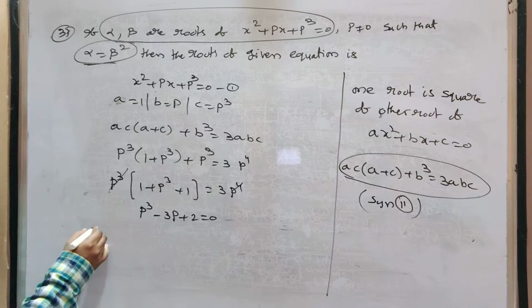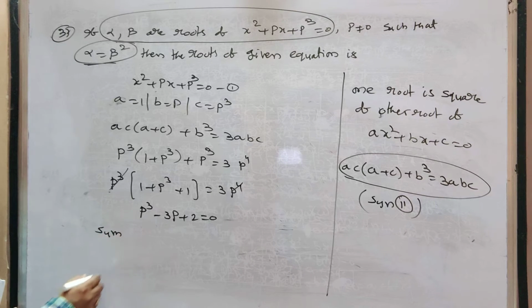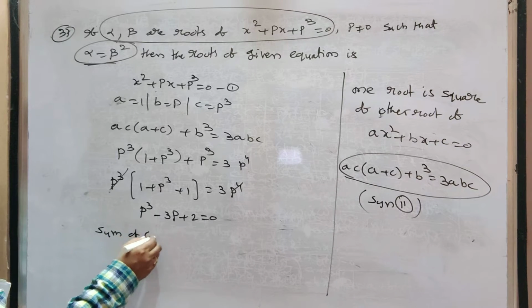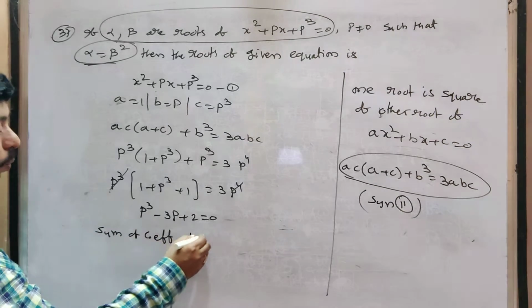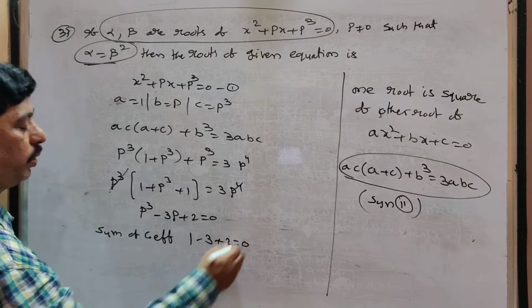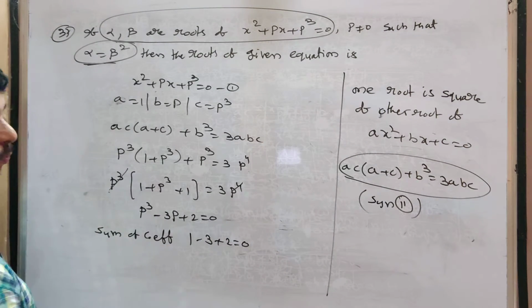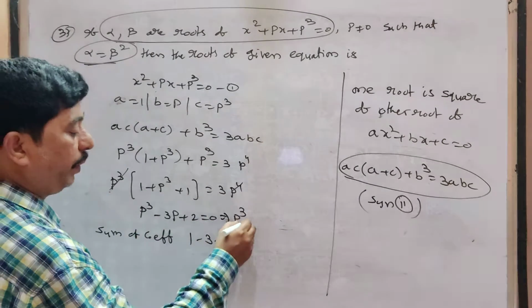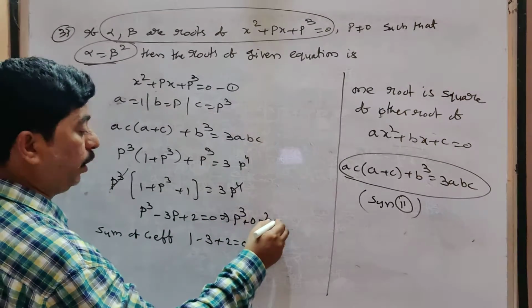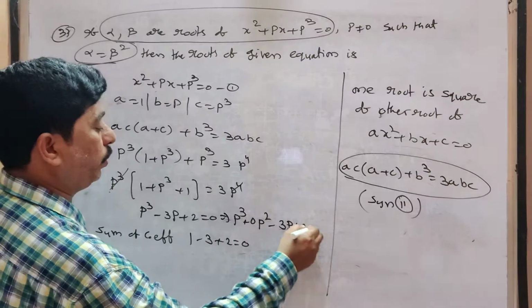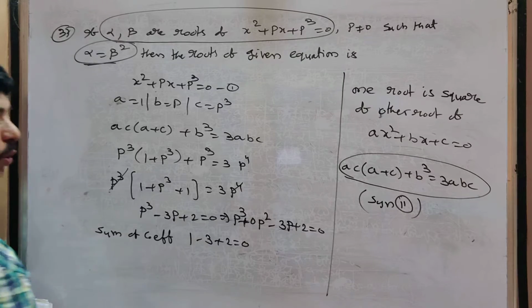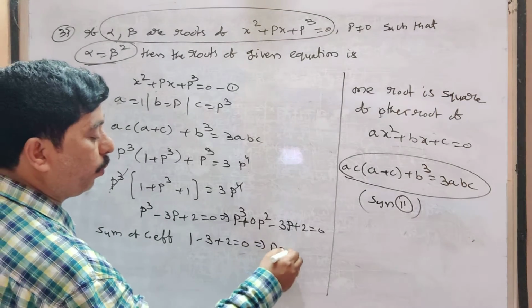Observe the sum of the quotients. Sum of the quotients you can take it. 1 minus 3 plus 2 equal to 0. That means x equal to 1 is a root. Here p square is also in 0 into p square minus 3p plus 2 equal to 0. Sum of the quotients you got it 0. So p equal to 1 is a root.